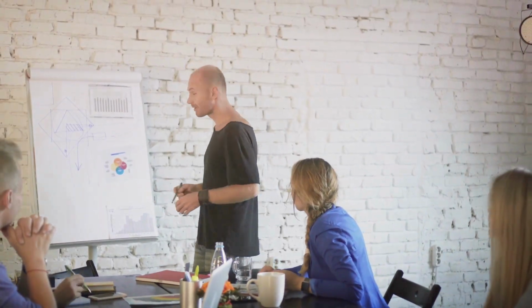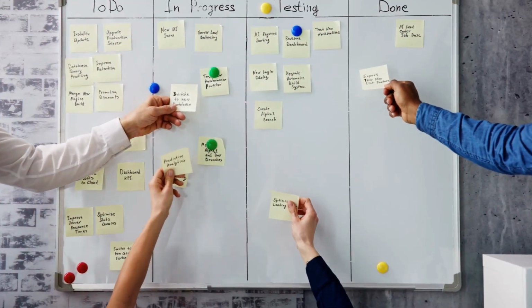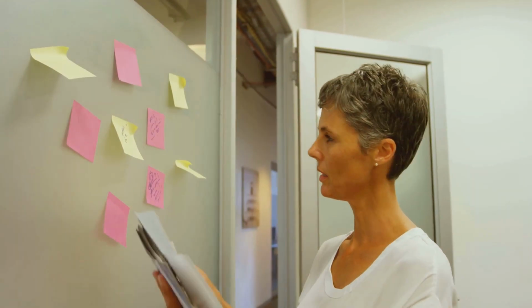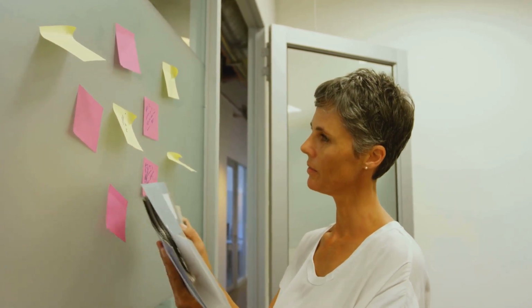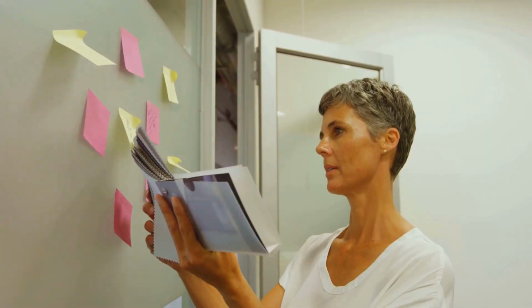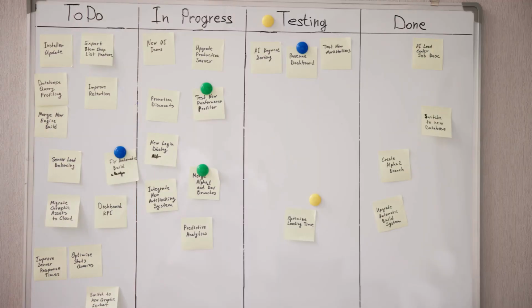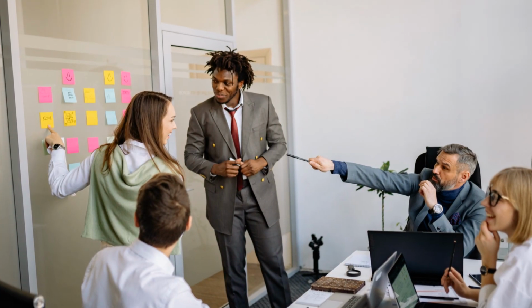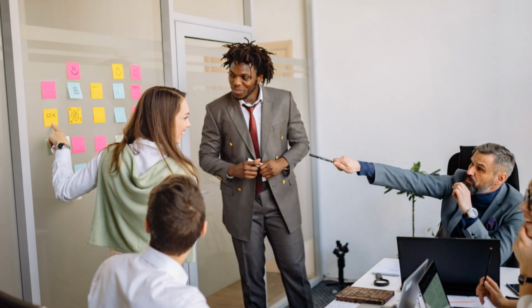MoSCoW is a prioritization technique used in Agile product development to decide which requirements or features should be delivered first. The name MoSCoW represents 4 priority categories: must have, should have, could have, and won't have. The method helps teams focus on delivering the most valuable work within limited time, budget, and resources. It is widely used in Agile frameworks such as Scrum and Dynamic Systems Development Method, or DSDM, to guide product decisions and maintain focus on business value.